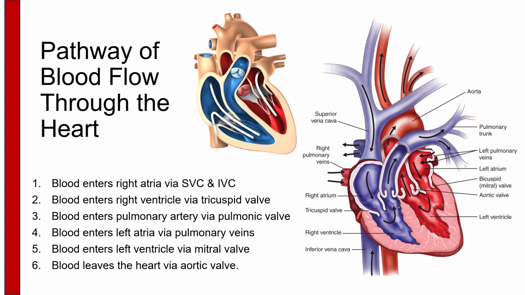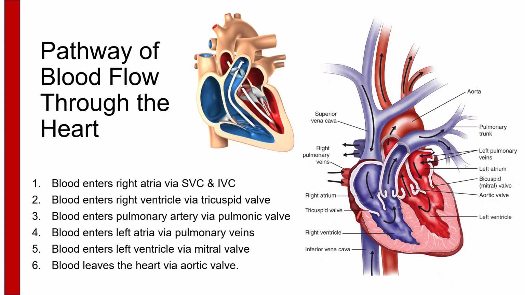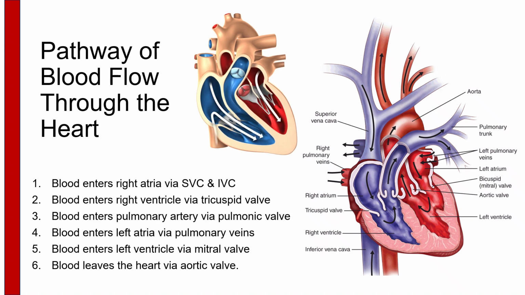So here we have it, the pathway of blood through the heart. Deoxygenated blood enters the heart via the superior vena cava and inferior vena cava. It comes into the right atrium, and then it passes through the tricuspid valve into the right ventricle. From there, it is squeezed into the pulmonary artery, which will then go to the lungs. The blood will get reoxygenated, and then it will come back to the heart via the pulmonary vein. From the pulmonary vein, it goes into the left atrium, through the mitral valve or bicuspid valve, into the left ventricle.